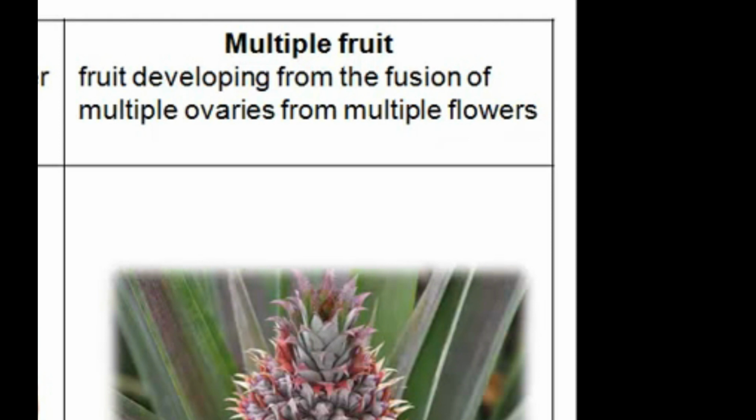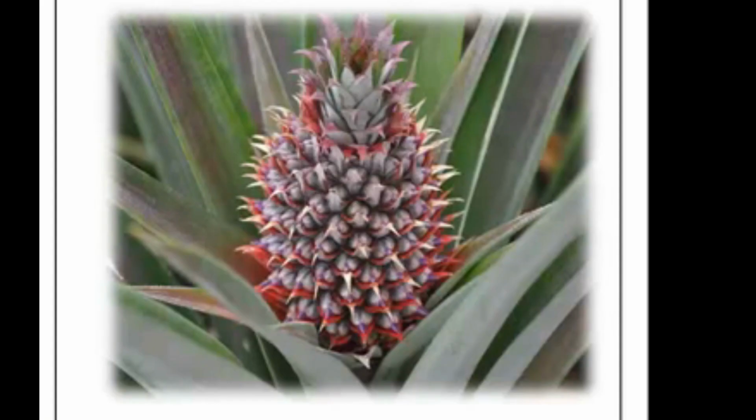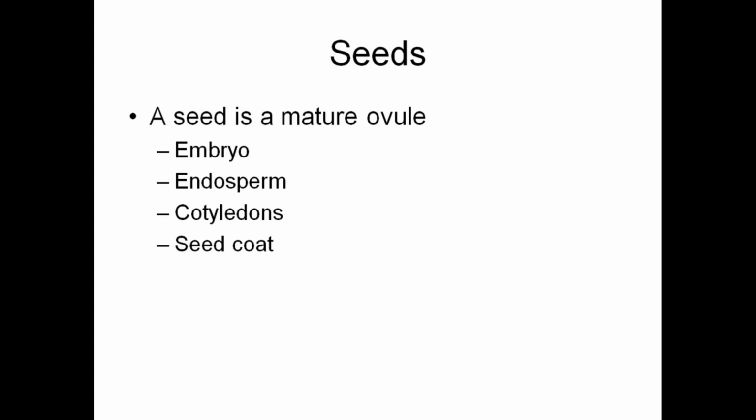Multiple fruits develop when the carpels from many different flowers borne on a common receptacle fuse together. Pineapple is an example of a multiple fruit. The woody tissue in the center of the pineapple that we cut away, that is the common receptacle. Let's now take a look at the seed which protects the tiny embryo. Remember, the tiny embryo is actually the new sporophyte for the next generation.